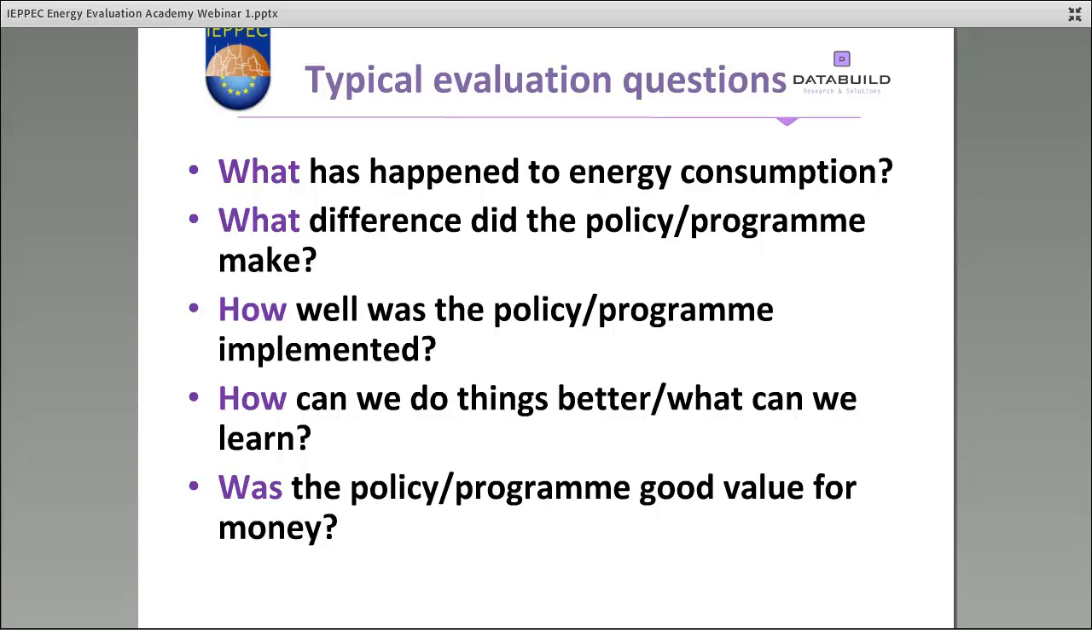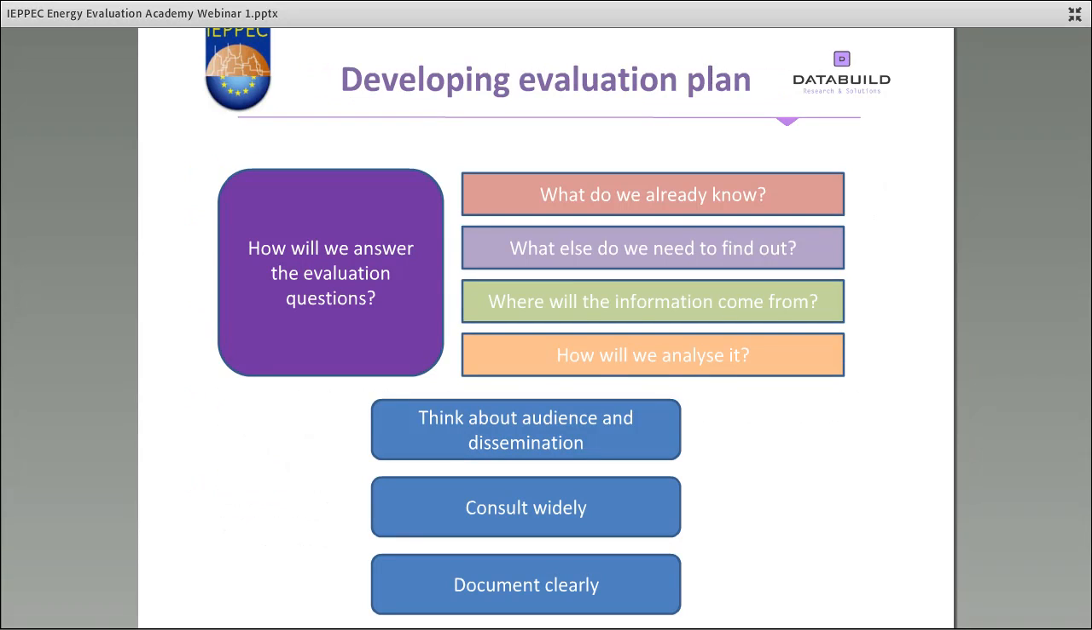The next step of the work would be to develop an evaluation plan, which is really setting out how you're going to go about answering the evaluation questions. And the place to start with that is, what do we already know? Because you will know a lot already. Now, it might not all be written down somewhere, and it might not all be in formal reports, but you won't have developed your policy or programme in a vacuum.